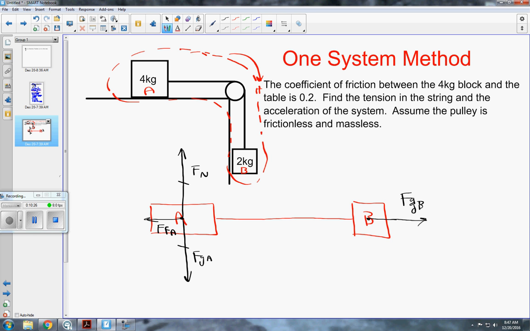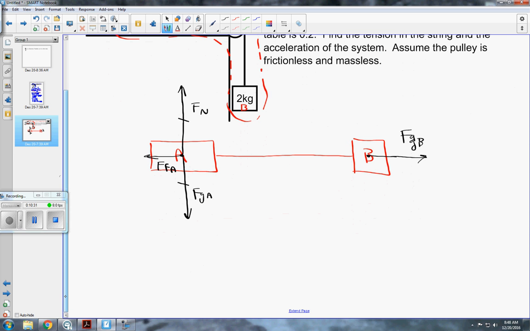So now, since I have the string in my system, it's not going to go on my force diagram, the tension force, or in my equation. And the reason for that is that it is an internal force. So remember, only external forces go on our force diagrams. So now when I write my net force equation, I'm going to write this without vectors again. So the sum of the forces on the system equal force of gravity on B minus the force of friction on A.